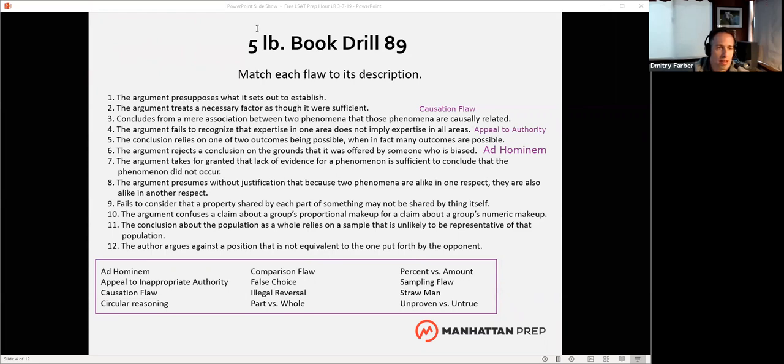So which one is that? Grace is saying number 1. Yeah, right. Presuppose what it sets out to establish. Now this is tricky. And I think one reason they don't do it on the LSAT is it's hard to know when that's a flaw and when that isn't, right?